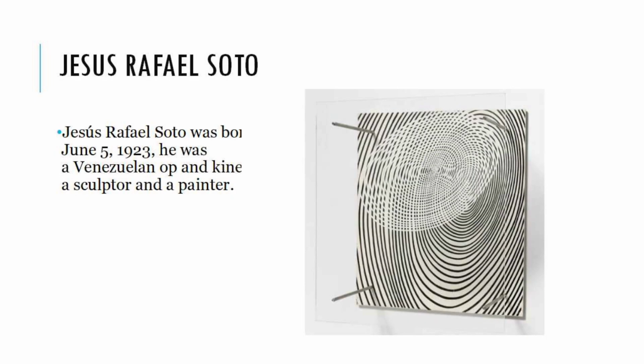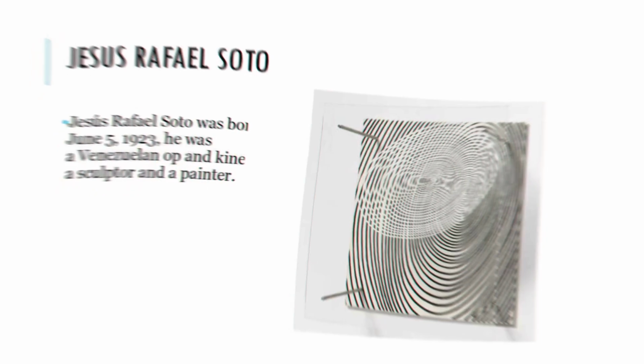And lastly, Jesus Rafael Soto. Jesus Rafael Soto was born on June 5, 1923. He was a Venezuelan op and kinetic sculptor and a painter.